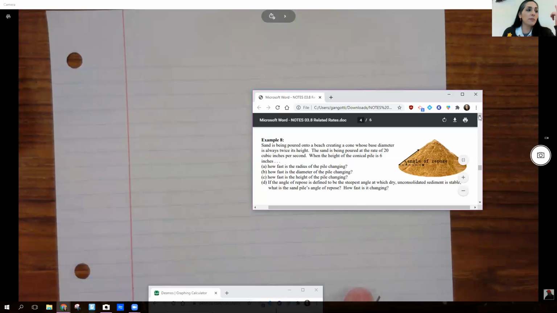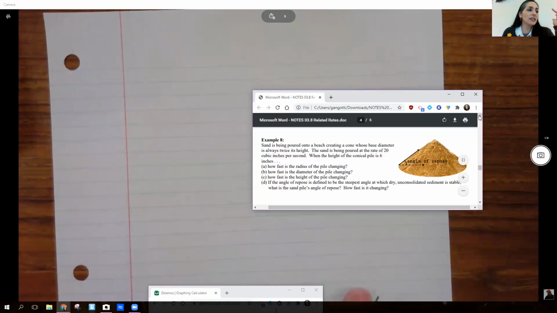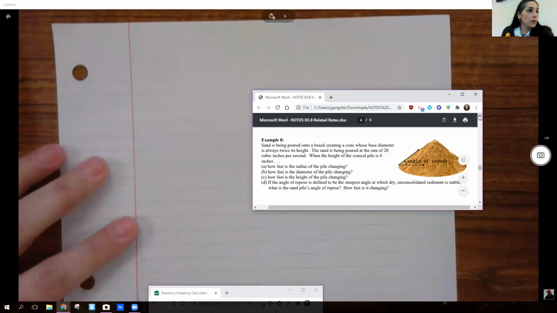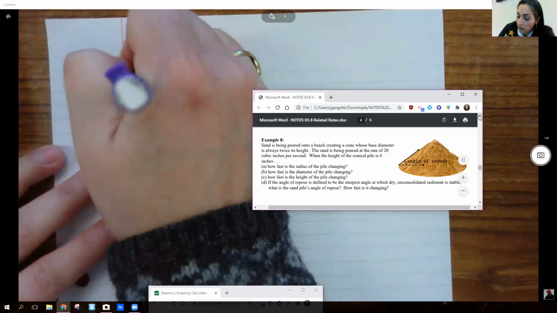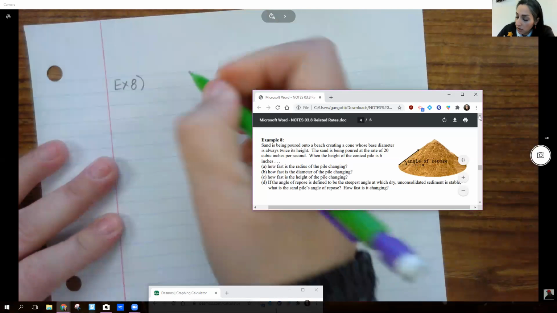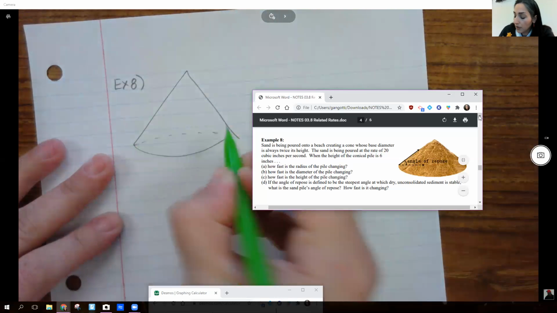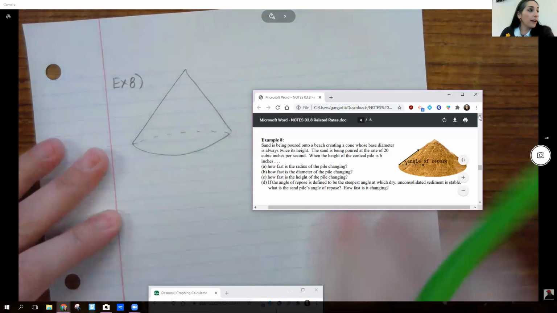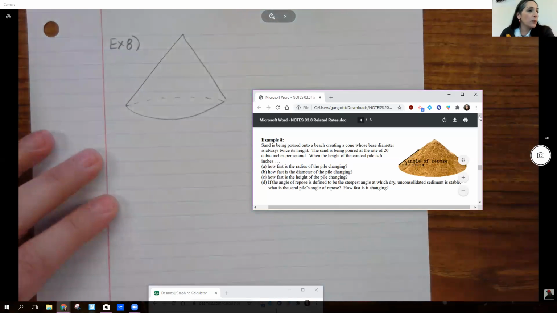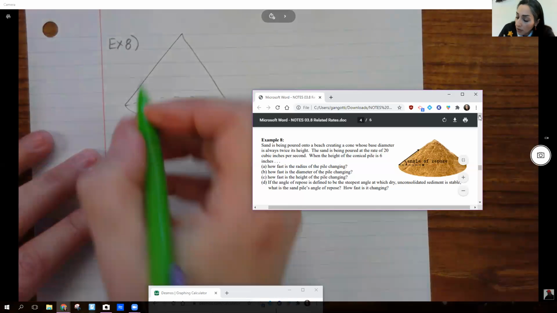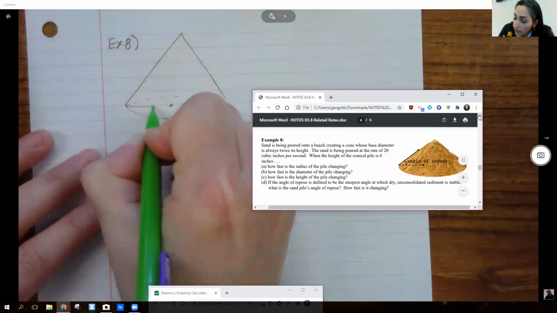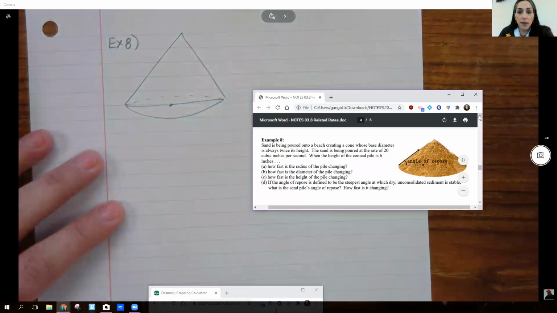How fast is the diameter changing? How fast is the height changing? And the angle, okay? So you have a pretty decent picture there. I'm gonna draw a picture. All right, so here's the sand pile, okay? So at the very beginning, they gave us some important information. Said the base diameter is always twice the height. So all the way across here is the base diameter.